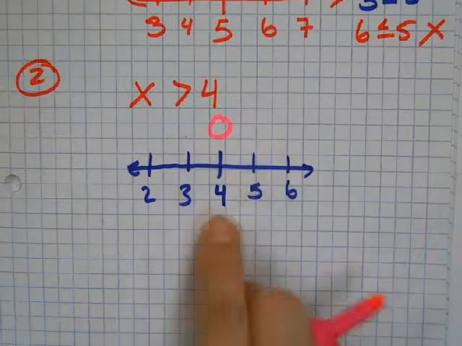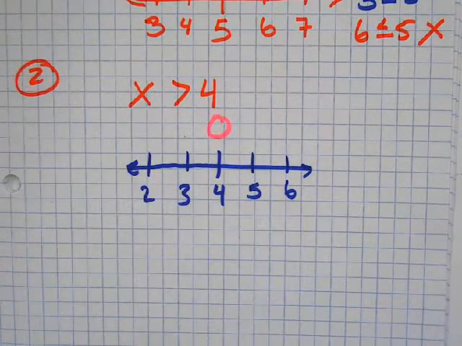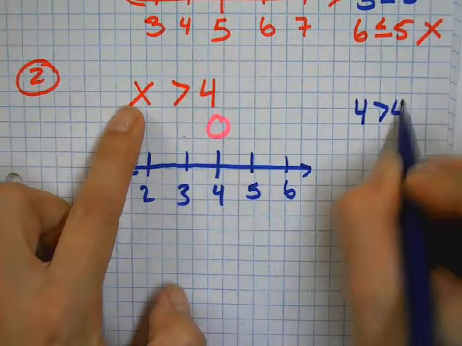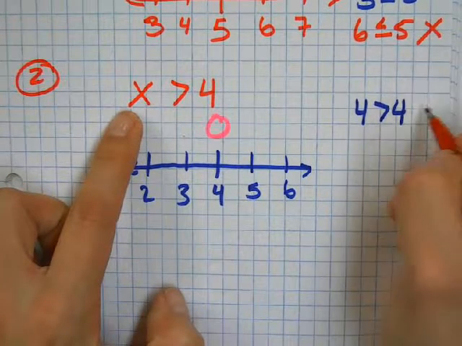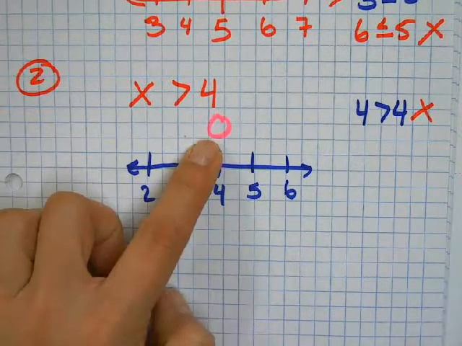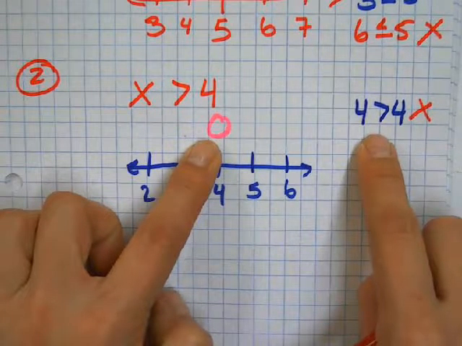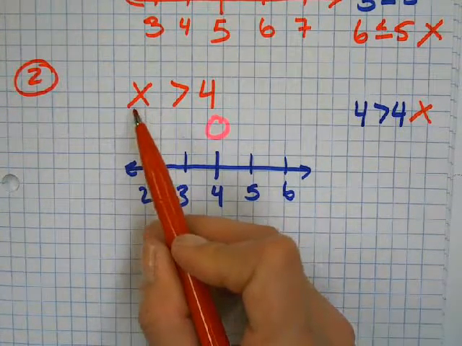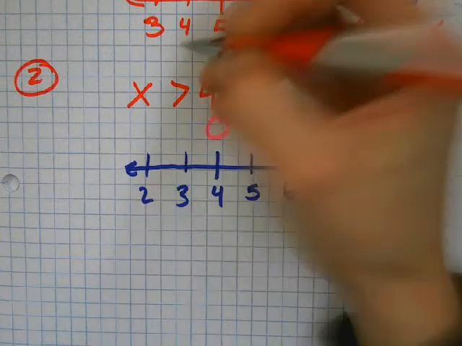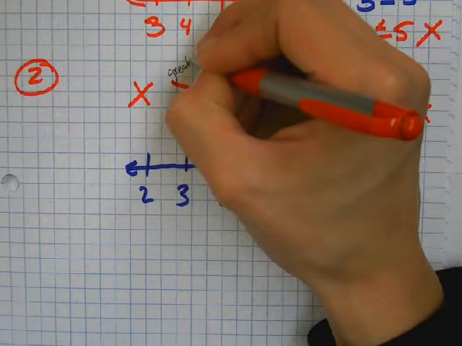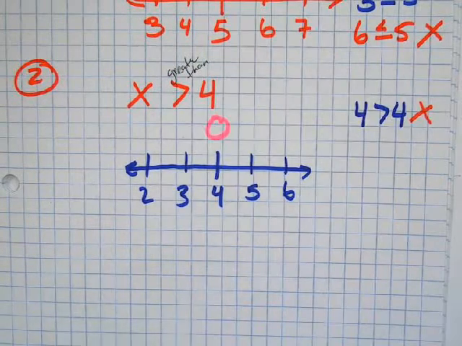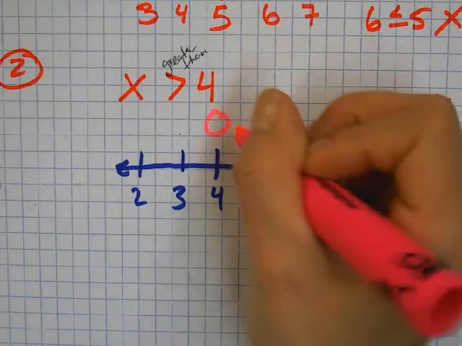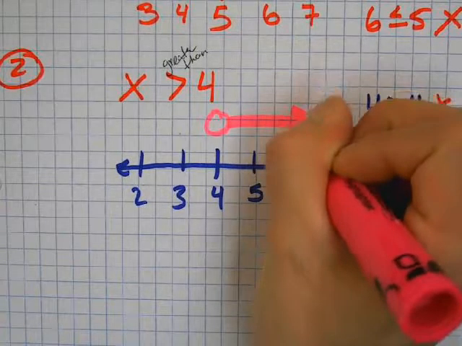That means that 4 is not part of your solution. For example, can I say that 4 is greater than 4? No. That's why it's open. If it had the equal to sign, then we would have a closed circle. Now, ask yourself, which numbers are greater than 4? Which numbers? So we're going to shade this way.